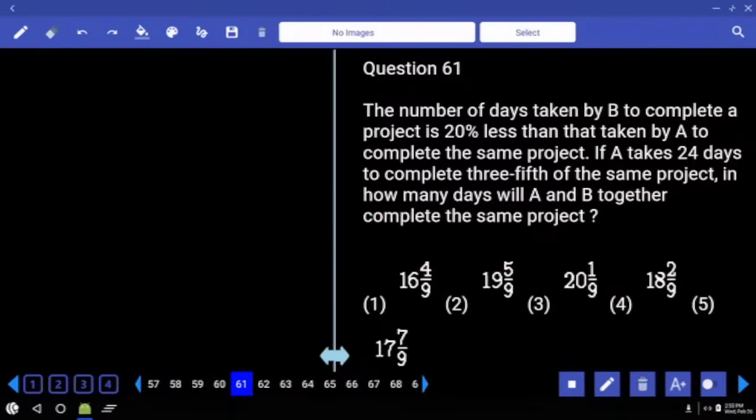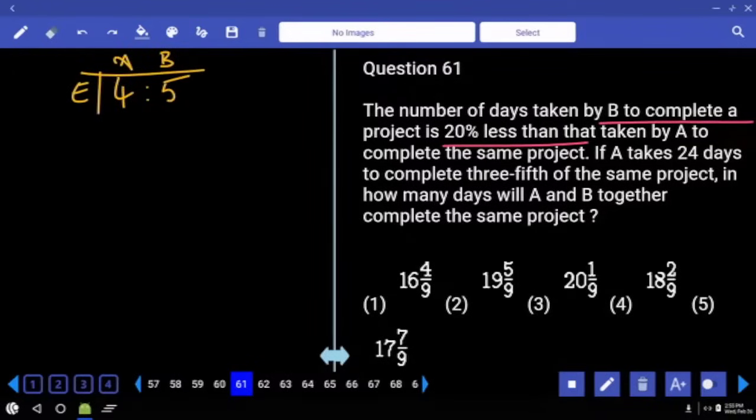The number of days taken by B to complete the project is 20% less than that taken by A to complete the project. See, here they are talking about comparison of what? Time, number of days, which is time. If A takes 100% time, B takes 20% less, which is 80. So can you tell me the time ratio between A and B? 5:4. Can you tell me the efficiency ratio between A and B?